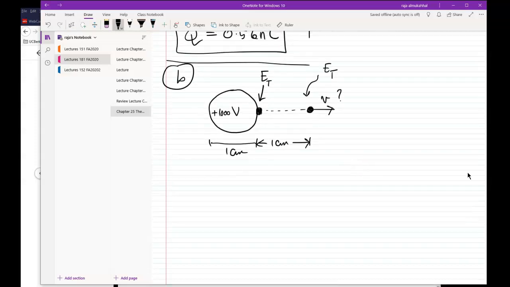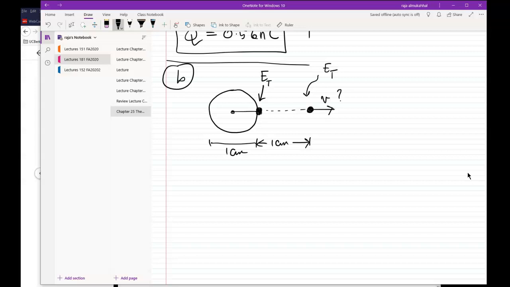So right before I release the proton, how far is the proton from the sphere? Don't tell me 0. Remember, we measure things from their centers, right? Just like when I say, how far are you from the Earth? Don't tell me 0 because you're touching the Earth. You are 6 million meters away from the Earth, which is the center of the Earth.